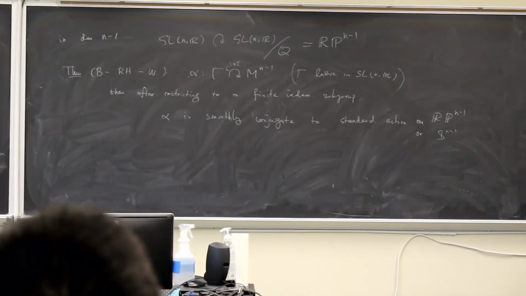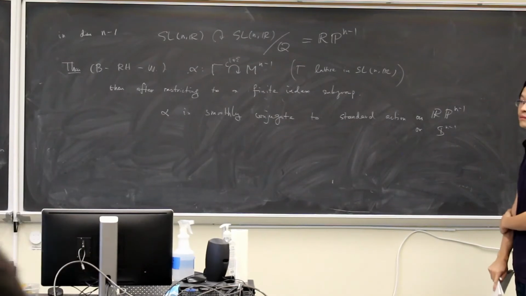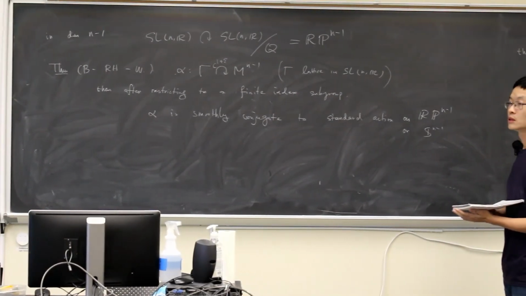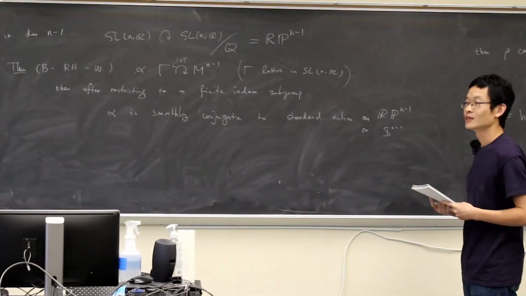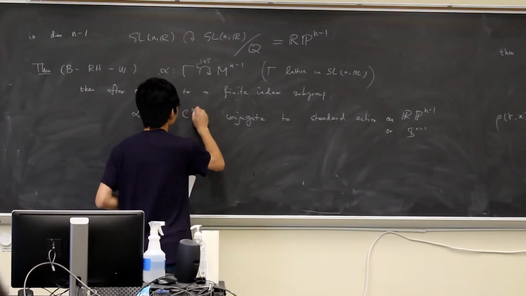When you say smooth, it's whatever regularity you get, C1 plus alpha or whatever. Yes, right, it's C1 plus alpha. Okay.